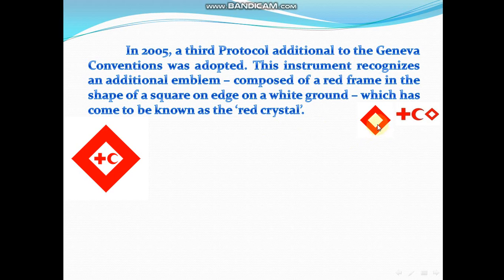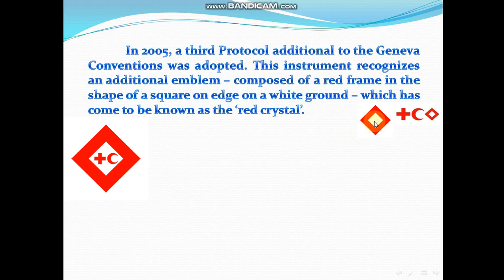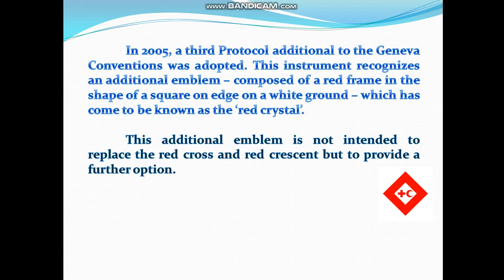We can add another emblem in the middle of this red crystal, to give more protection and more definition for these places and for these persons. To add more protection, we can put another emblem in the middle of the new red crystal emblem. Okay, the additional emblem is not intended to replace the red cross or the red crescent, but to provide a further option.